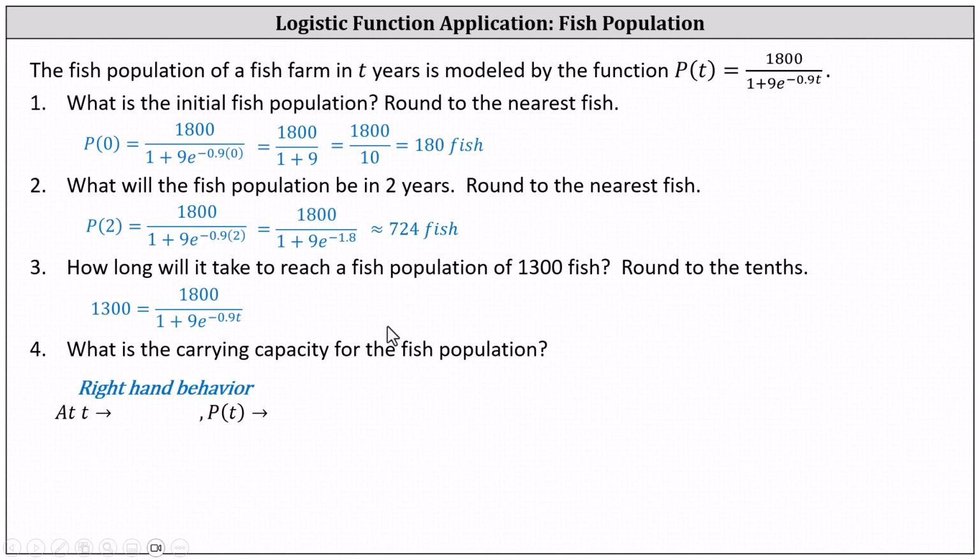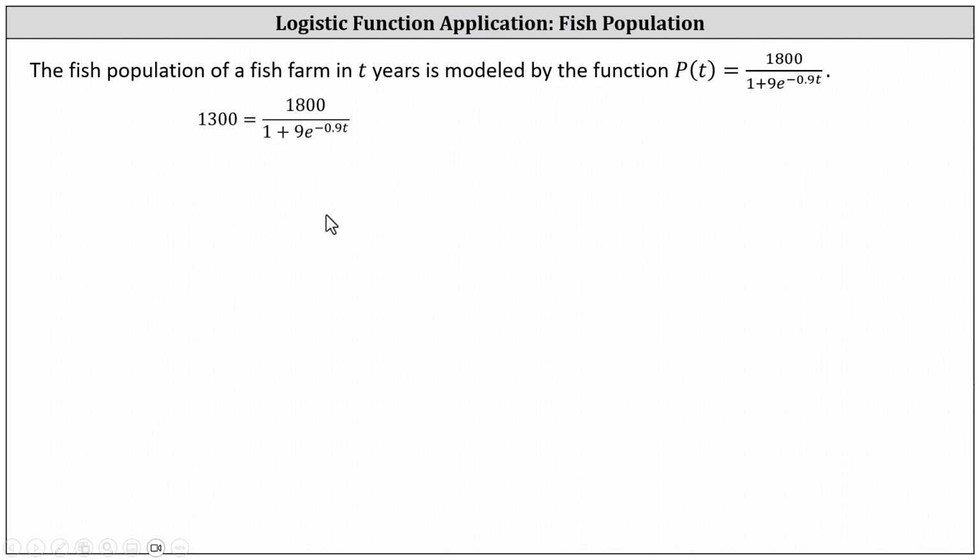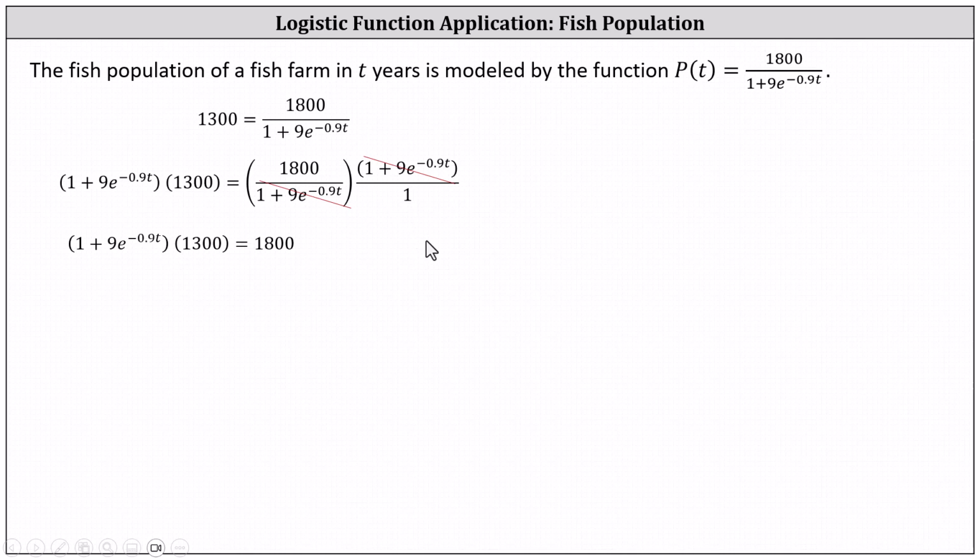Starting with the initial equation, let's clear the fraction by multiplying both sides of the equation by 1 plus 9 times e to the power of negative 0.9t. Notice on the right we can simplify. This quotient equals 1, and therefore the right side simplifies to 1,800. Next, we'll divide both sides by 1,300. Simplifying, 1,300 divided by itself is 1, and the right side simplifies to 18/13.